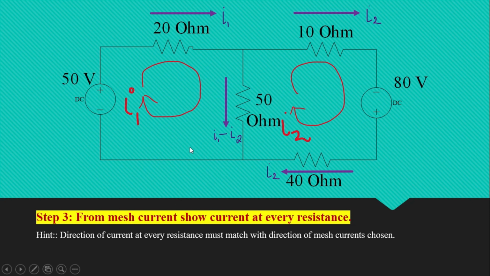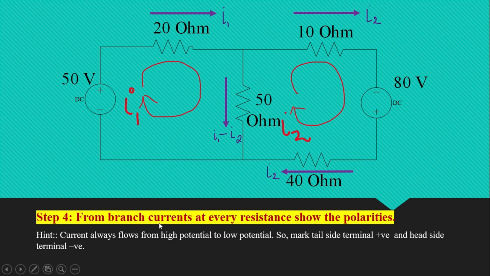Now let's go to step 4. From the branch currents, which are shown by these arrows, show the polarity at every resistance. So what is the meaning of polarity? Polarity means the current always flows from higher potential to lower potential. So if current is flowing like this, we will consider this terminal as the higher potential terminal and this one as the lower potential terminal.